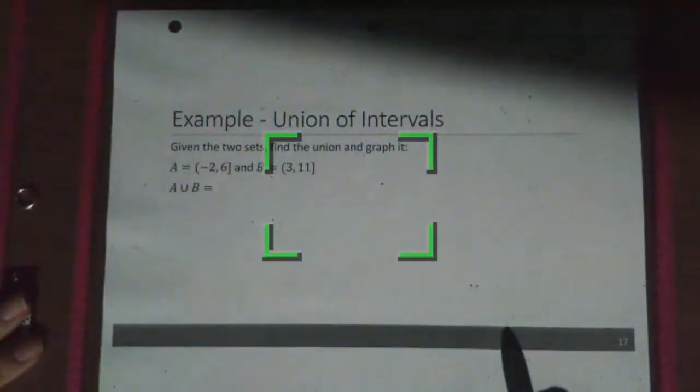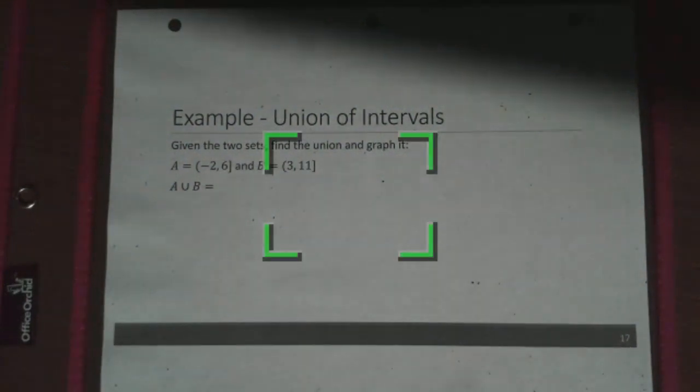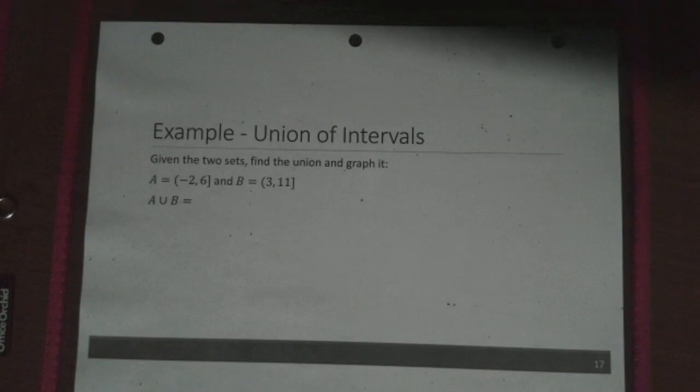So these interval notations really are sets. They're sets of numbers. We just want to take them and perform some operations on them. Like we had complement, intersection, and union before, those are sticking around. So given two sets, find the union and graph it.